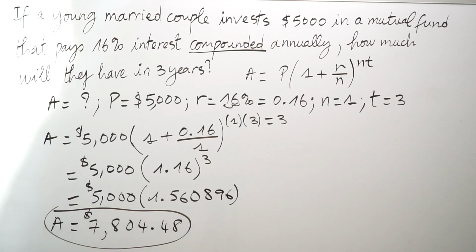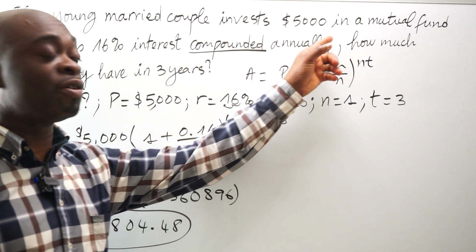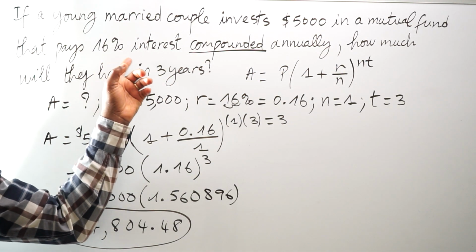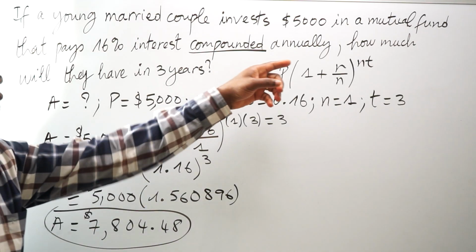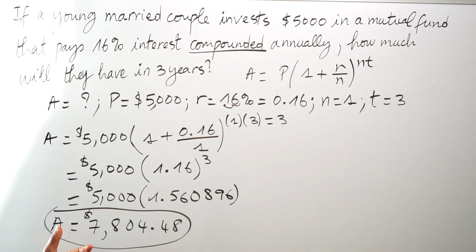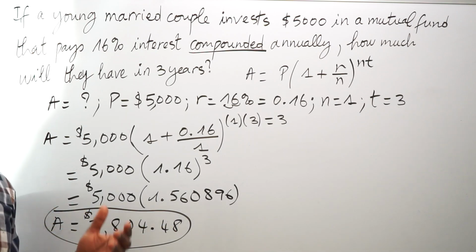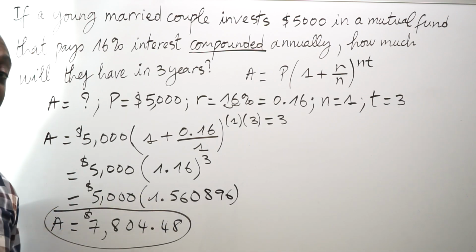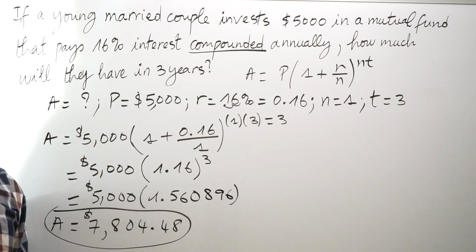So that means that if this young couple invests $5,000 that pays a 16% interest rate compounded annually, okay? How much would they have in 3 years? They will be getting $7,804.48. So that's not bad as an investment, okay? If this is something you need to take, I would definitely say take it, all right? So this is a real life situation, and that's why we're doing mathematics, all right?